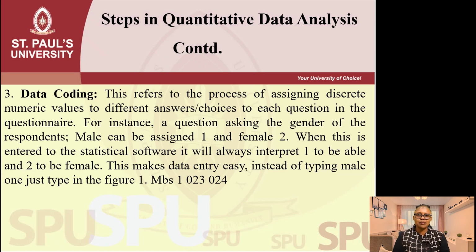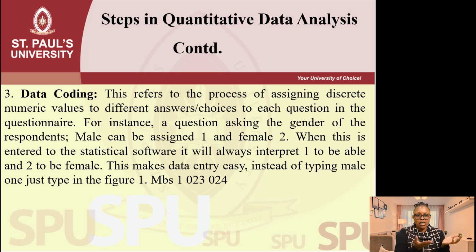Let me give another example. You maybe have asked people, where do you come from? Which county do you come from, for example? So there are people who come from Mombasa, Nakuru, Kiambu, Nairobi, all that. So in the choices that you have given, you may want to code and say, Mombasa will be represented by number 1. Nakuru will be represented by number 2. Kiambu will be represented by number 3. Nairobi will be represented by number 9.